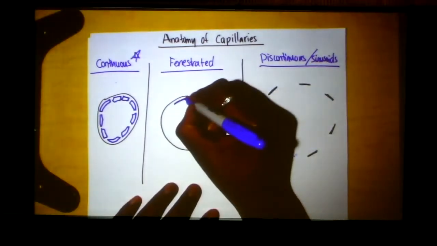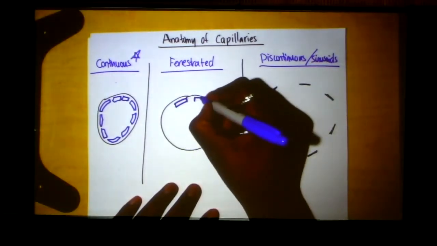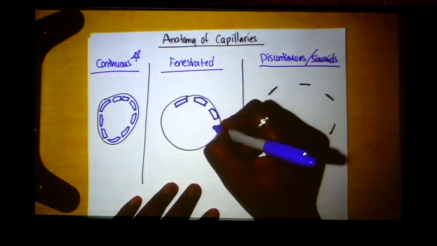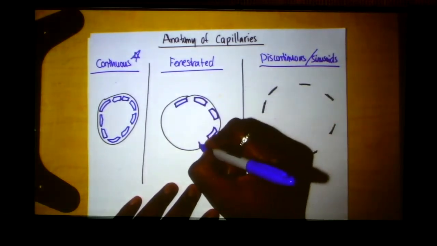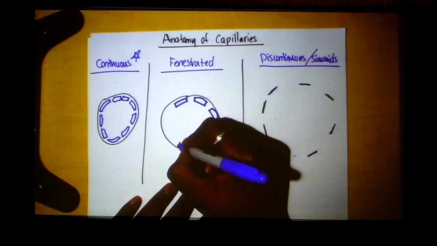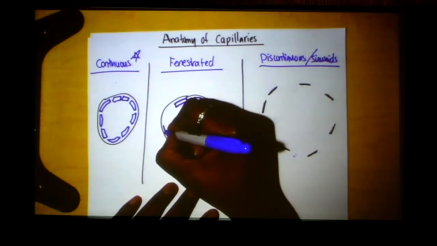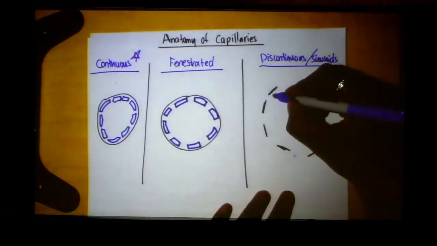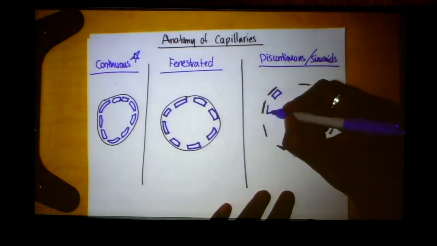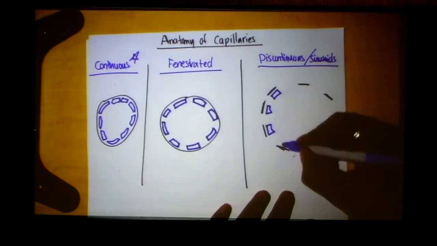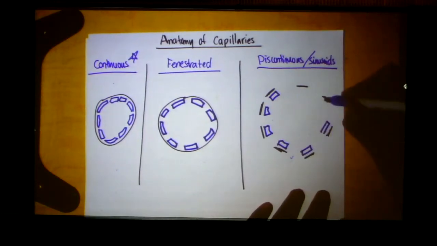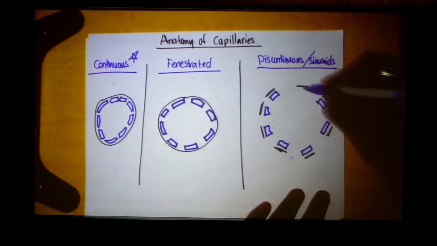In fenestrated capillaries, we mentioned that we have much larger openings in between these endothelial cells. We call these fenestrations or windows. And then in discontinuous capillaries, we have even larger spaces and we have no basement membrane. So this is pretty much a free flow or free exchange.